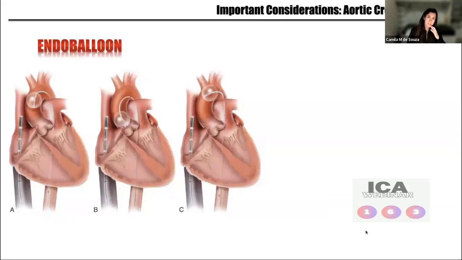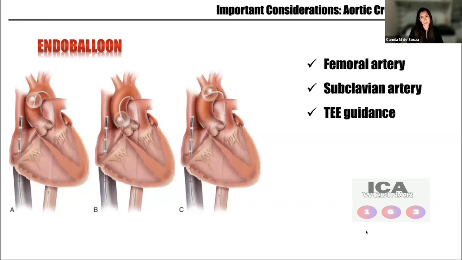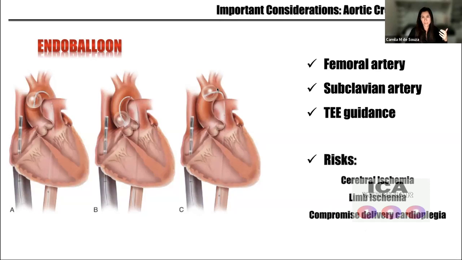If for whatever reason cross clamping is not an option, we can use these catheters, the endo balloons, to occlude the ascending aorta. These catheters are typically inserted via the femoral artery or the subclavian artery under TEE guidance. And the final position is in the distal ascending aorta. If the catheter migrates distally, it will end up causing either cerebral ischemia or limb ischemia because of occlusion of one of the arch branches.